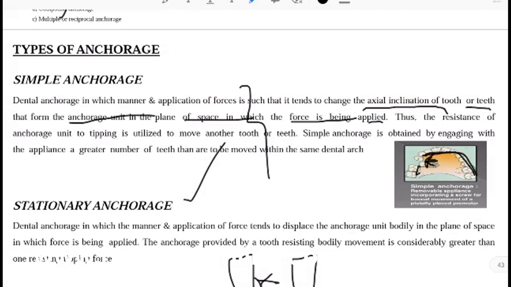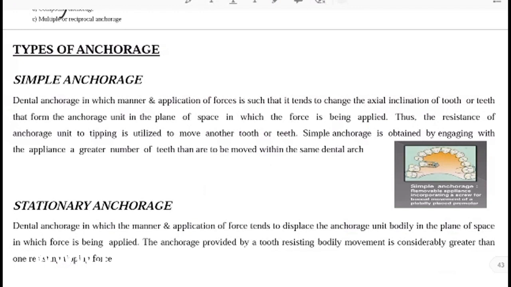This is not a tipping thing. This is not going to go like a tipping only. No, this is going as a bodily one. Bodily movement is happening with stationary anchorage.